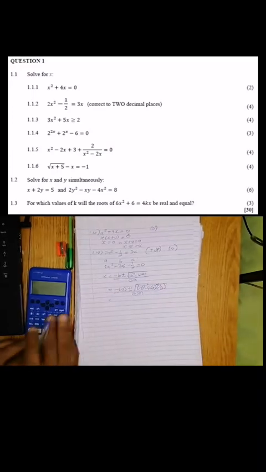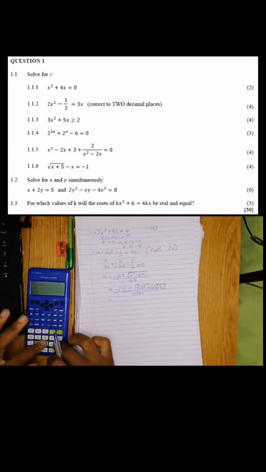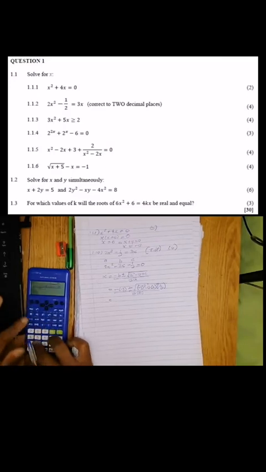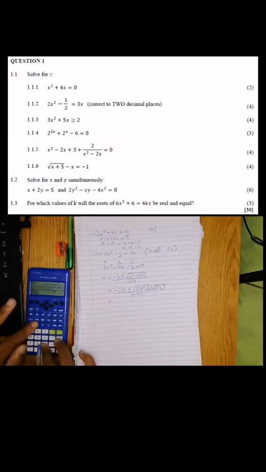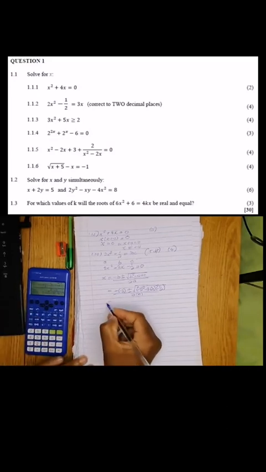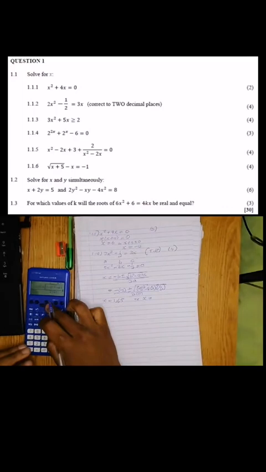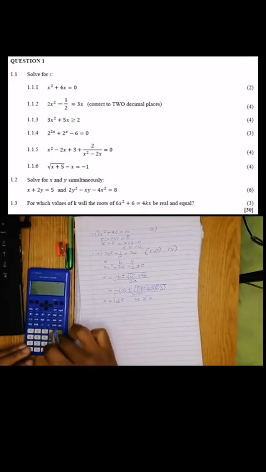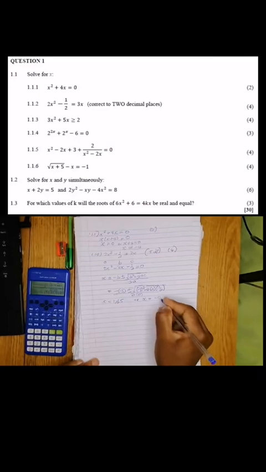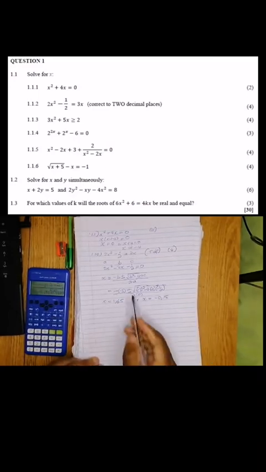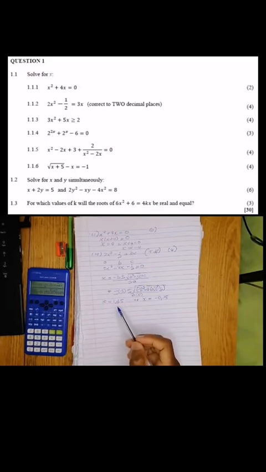And then now you punch in your calculator. You have negative into -3 plus the square root of -3 all squared minus 4 into 2 into -1 over 2, close bracket, over 2 bracket of 2. It's equal to, so for your first solution, x is equal to 1,65, or x is equal to -0,15. So those are your 2 final solutions for 1.1.2.